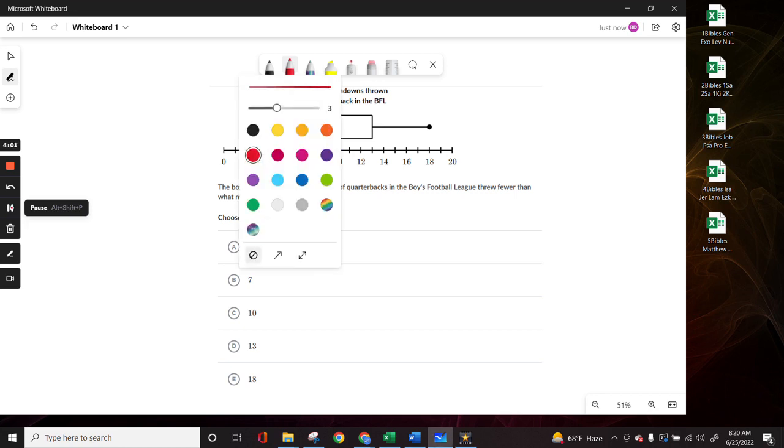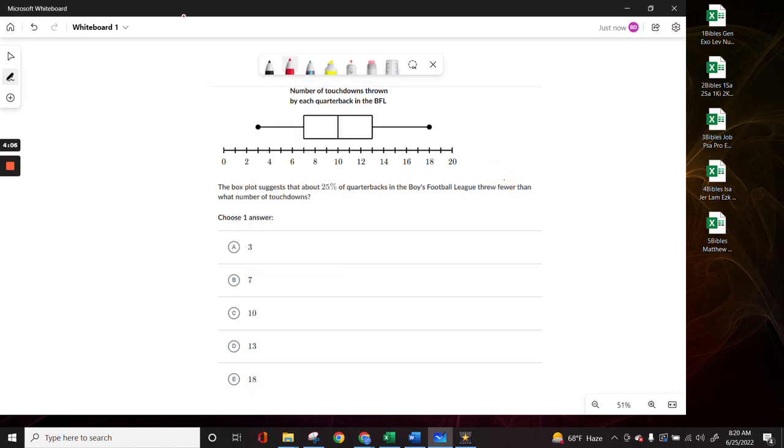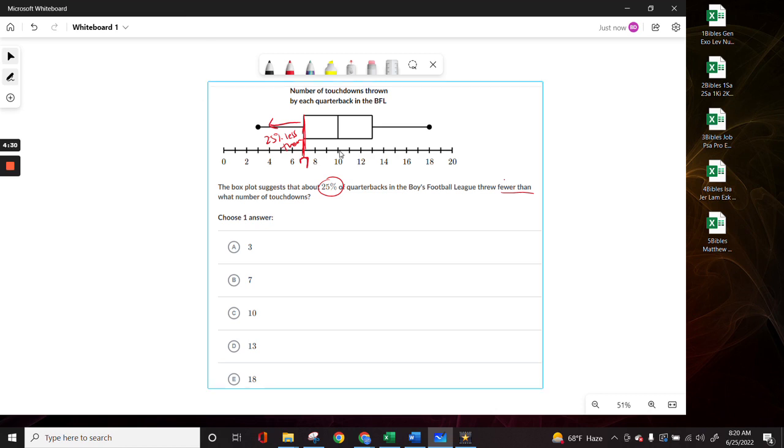If I'm looking for fewer than, and I need 25% fewer than, I need to go to the 25% mark. And from there down would be 25% less than or fewer than. So that would be 7 touchdowns. So 25% of the quarterbacks threw fewer than 7 touchdowns.